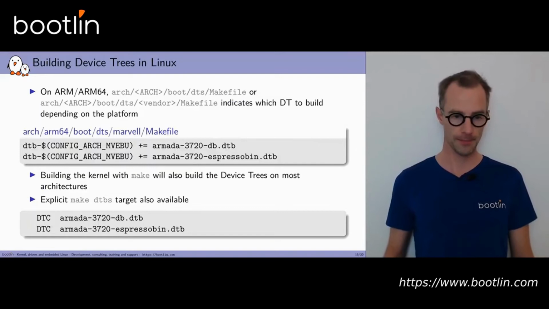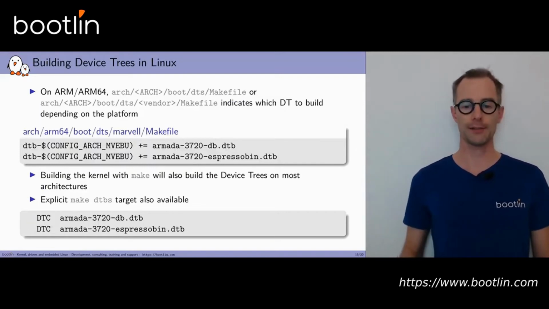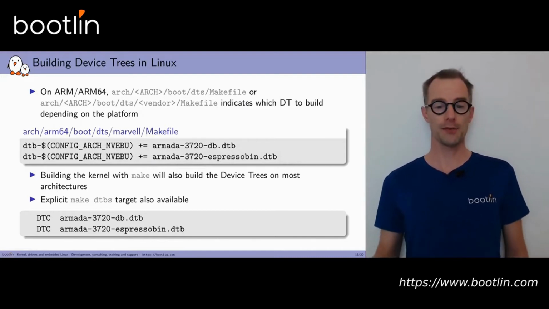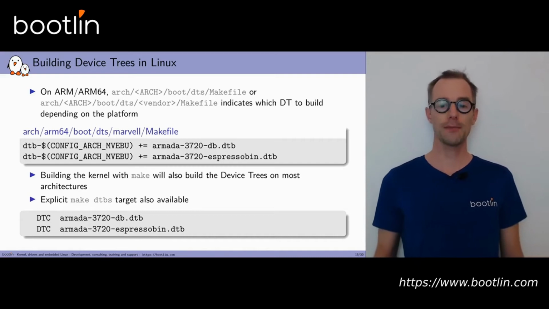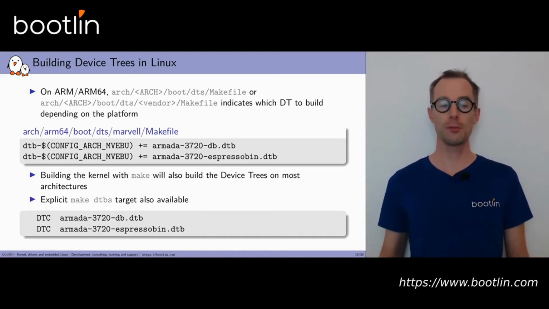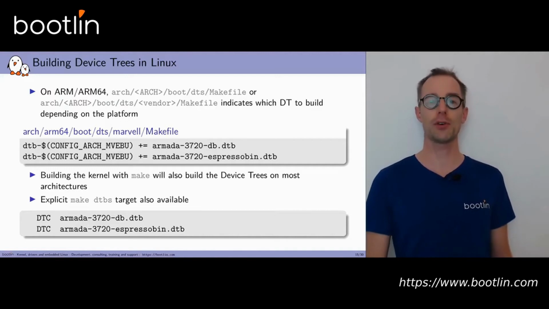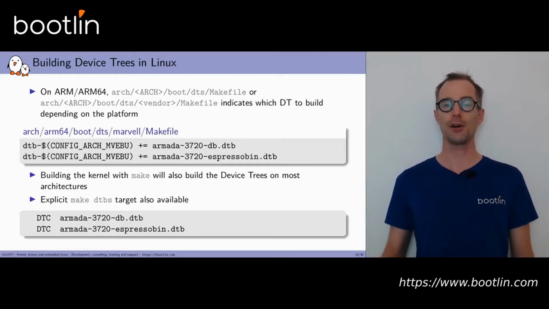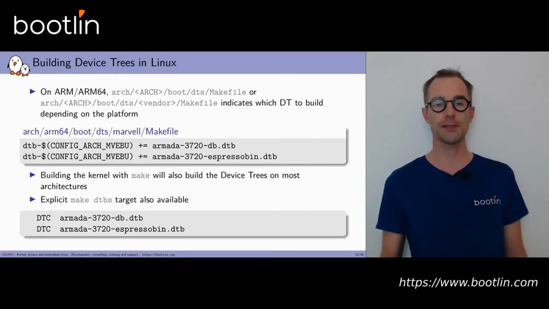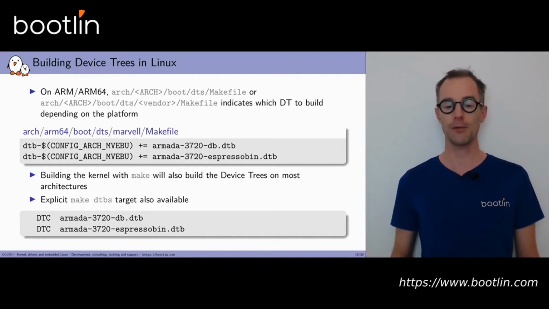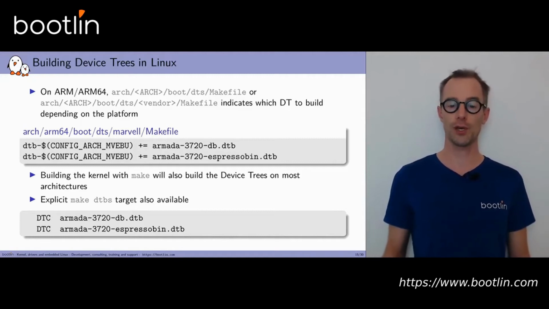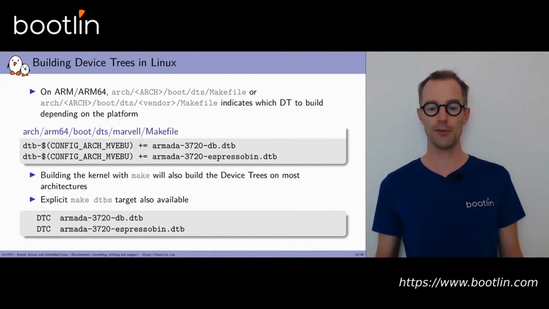How do you build device tree files? You typically don't build them manually. On ARM and ARM64, there are makefiles in the kernel that indicate which device trees should be built depending on the platforms that are enabled in your kernel configuration. So for example, the arch/arm64/boot/dts/marvell makefile is enabling several device trees, and this is just a small part of that file, which says that if CONFIG_ARCH_MVEBU is enabled in your kernel configuration, this is one of the options for Marvell platforms, then the two device trees described there will be compiled.